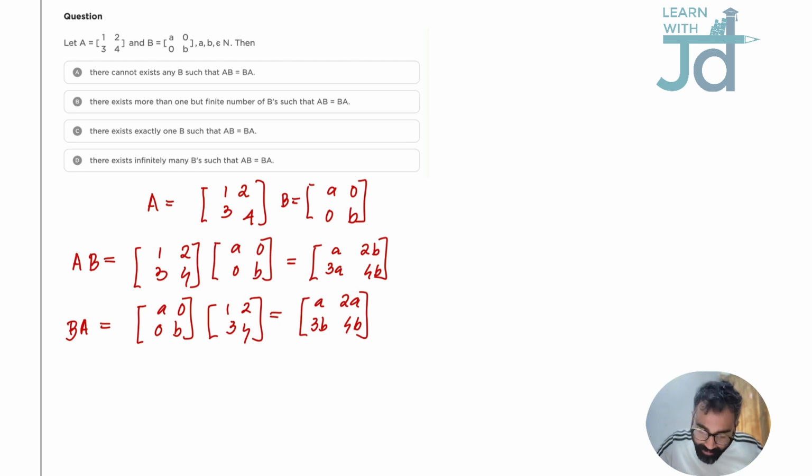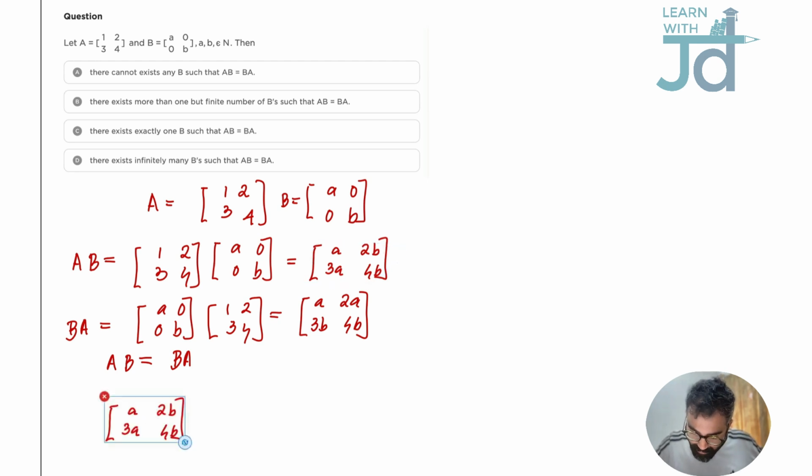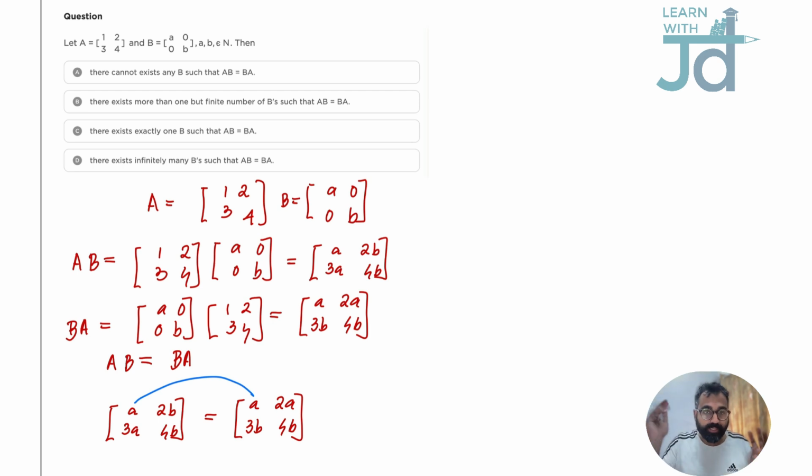Okay. Now they are saying, what are the conditions for AB is equal to B. So are both equal or not? First let's check. So this is your AB and this is your B. Now check. This is equal to this. So that is direct, 4b is equal to 4b. Direct. We can't say anything because both are exactly the same.